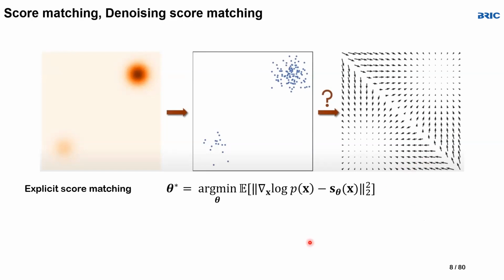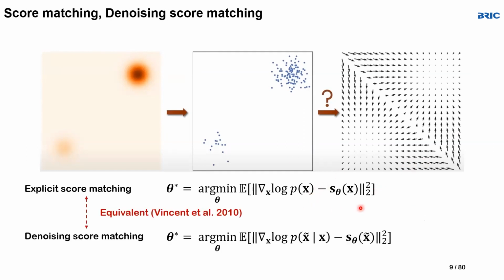How would we learn this? We could do this by the so-called score matching, which tries to minimize the Fisher divergence between the ground truth score and the output of our neural network s theta of x. However, as we do not have access to the ground truth score, we can use the following theorem that states that denoising score matching is equivalent to explicit score matching. Now, when using Gaussian perturbations for the noising kernel, denoising score matching actually becomes fully tractable.